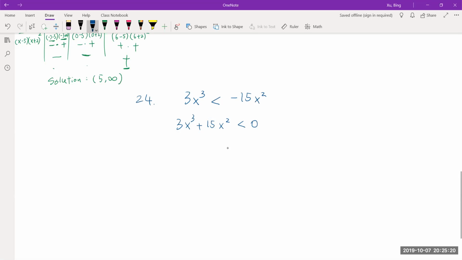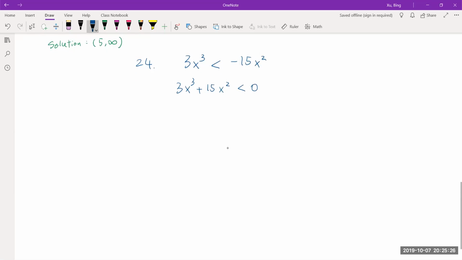What should I factor out? What is the GCF? 3x squared, right? 3x squared is the greatest common factor. All right, factor it out. So the first term inside the parentheses will be 3x cubed divided by 3x squared, which is x. Then obviously it's plus 15 divided by 3, 5, x squared divided by x squared, 1. Right, so I can factor this polynomial like this on the left.